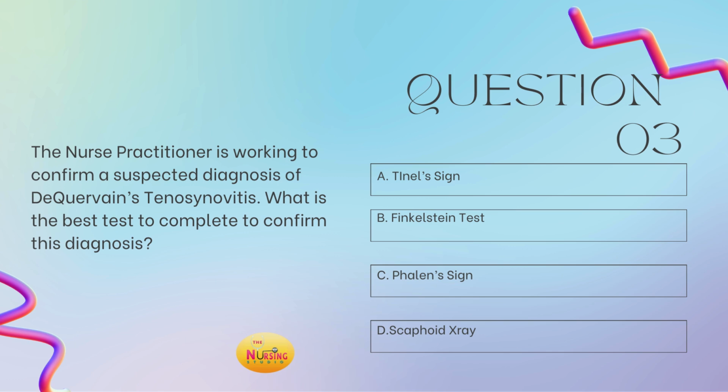All right, lastly, question number three for today. The nurse practitioner is working to confirm a suspected diagnosis of de Quervain's tenosynovitis. What is the best test to complete to confirm this diagnosis? Is it A, Tinel sign, B, Finkelstein test, C, Phalen sign, or D, a scaphoid x-ray? Take a moment and tell me what you got in the comments, you guys.